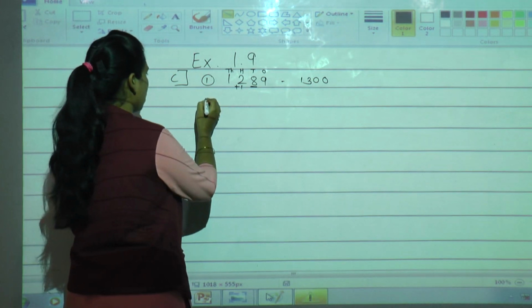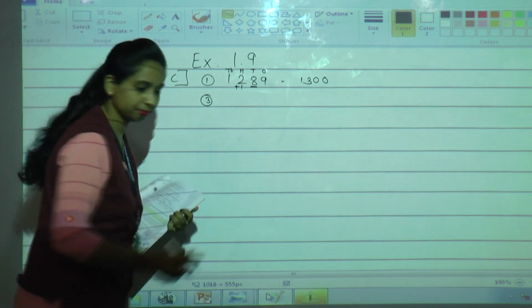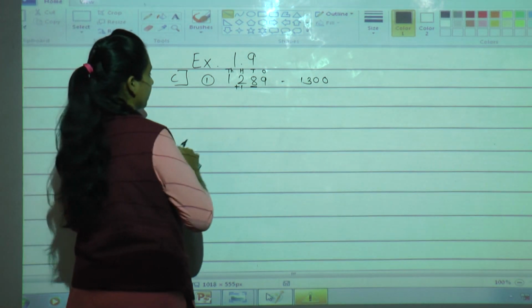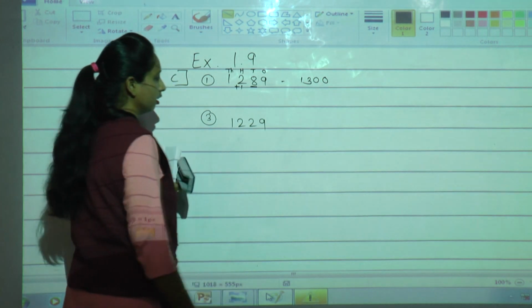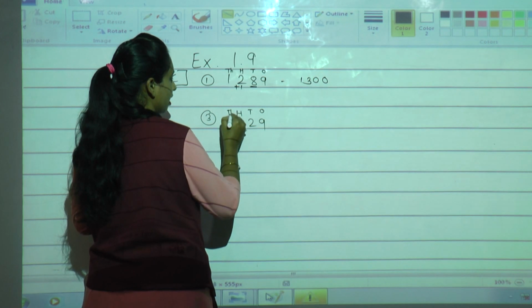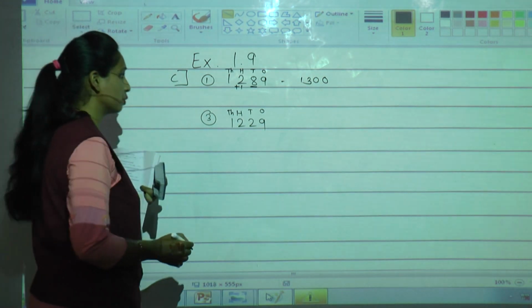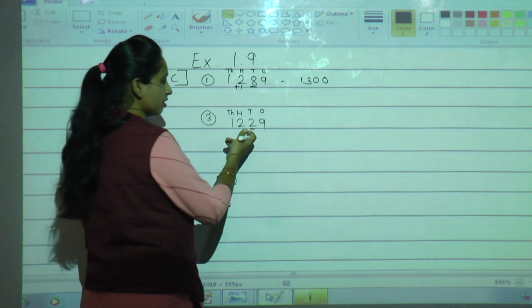Yes. Now we will solve the third one. What is the third question? 1229. Let me write the place values: ones, tens, hundreds and thousands. We have to round to the hundreds. So look at the digit at the tens place. What is on the tens place?